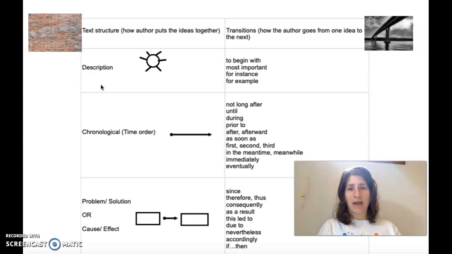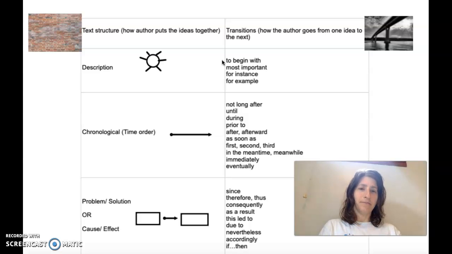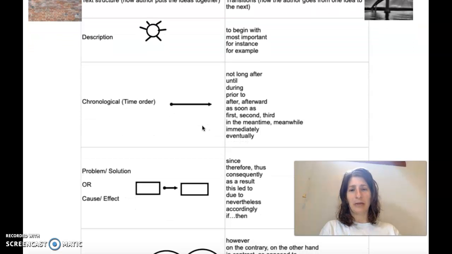If I am writing something or talking about something that's one main idea, one big idea, and it has lots of details, I call that description because I'm describing something by giving lots of information about it. I might tell you things like to begin with, or most important, or I might give you instances or examples of something. Those are all transitions that would fit with description. Let's take a look at another one.